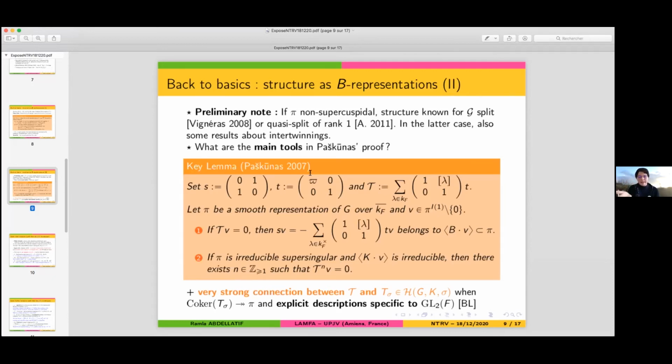So here you really use the fact that supersingularity is strongly connected to the vanishing of the action of the operator T, curly T here. That's really, really important.